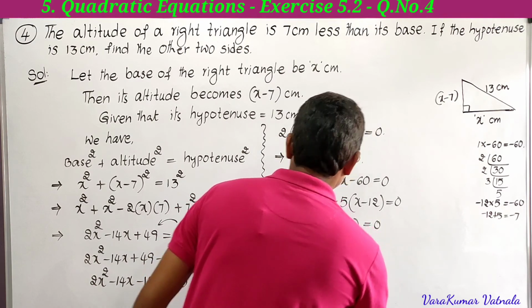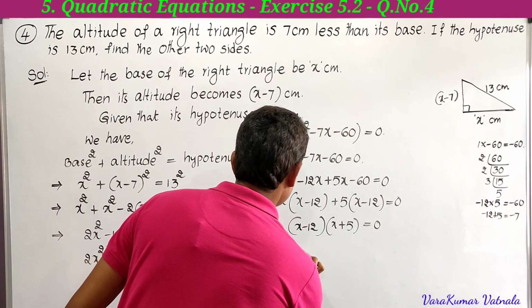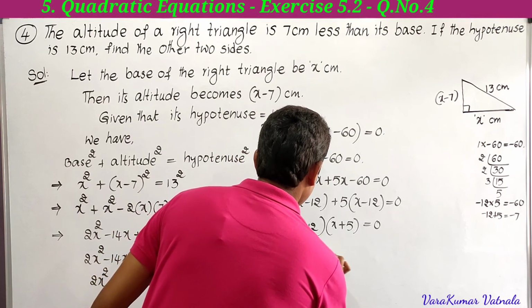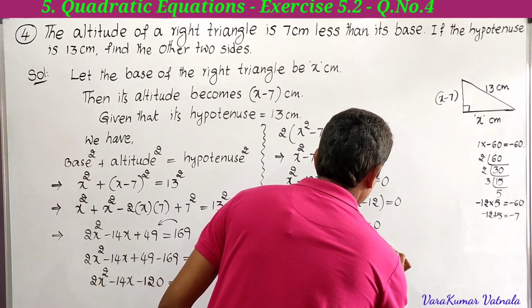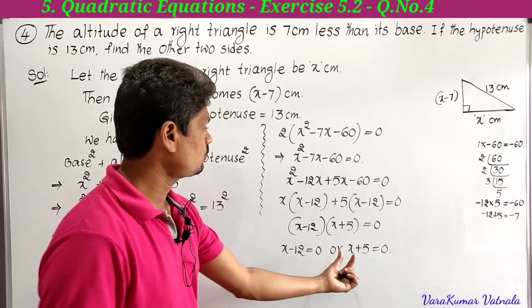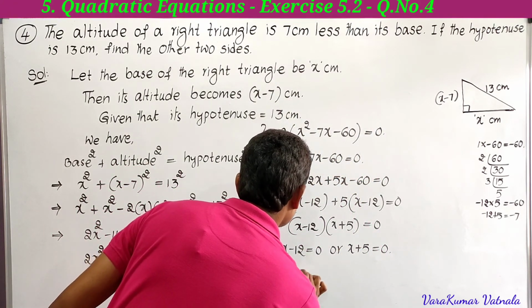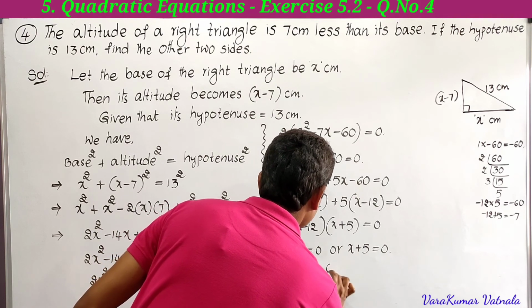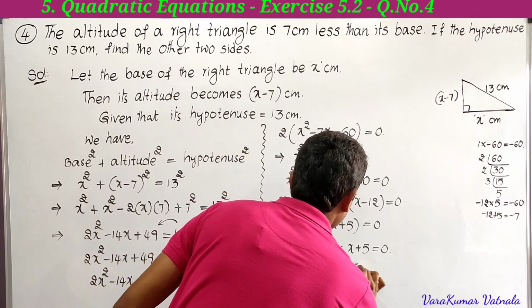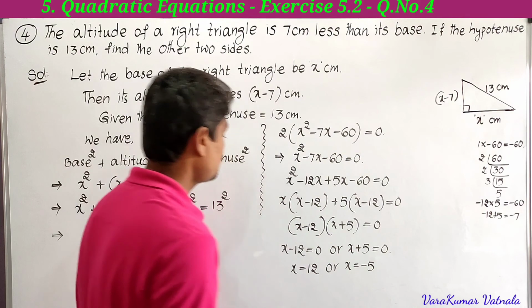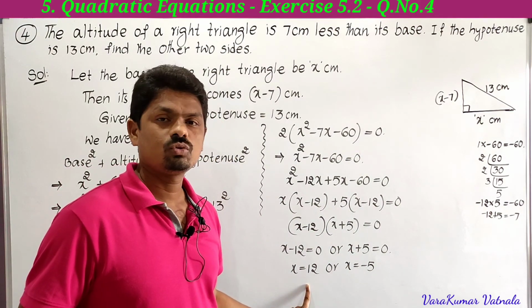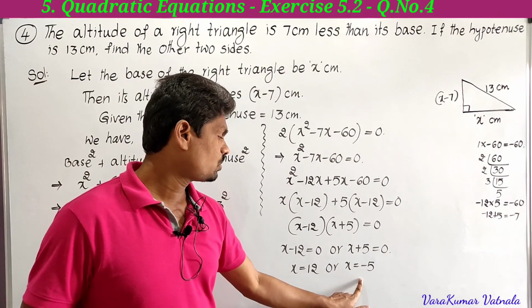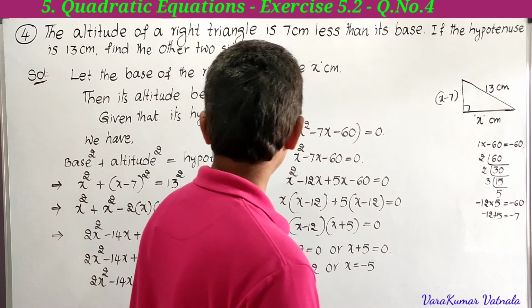So here x minus 12 is equal to 0 or x plus 5 is equal to 0. So take minus 12 to the right side, we get x is equal to 12 or x is equal to minus 5. So since x is the base, we have to take only positive. We have to take only positive here. x is equal to 12 only.